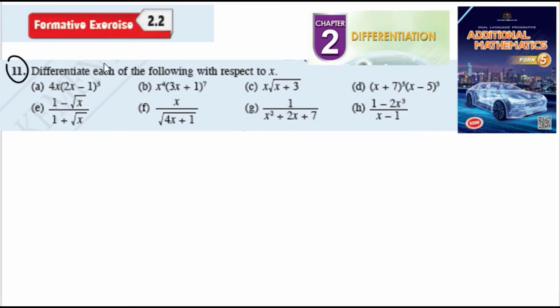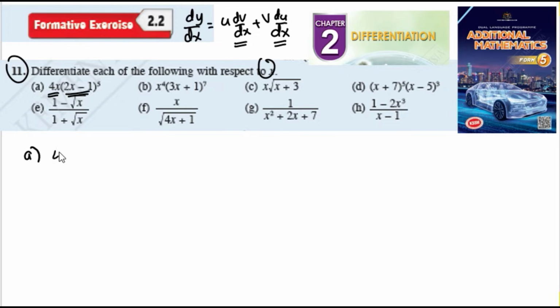Question 11, differentiate each of the following with respect to x. We see here this one is x multiplied by something with x, so we have to use the product rule. Product rule: dy over dx is equal to u dv over dx plus v du over dx. That means to find this, you need to find what dv over dx is and what du over dx is.